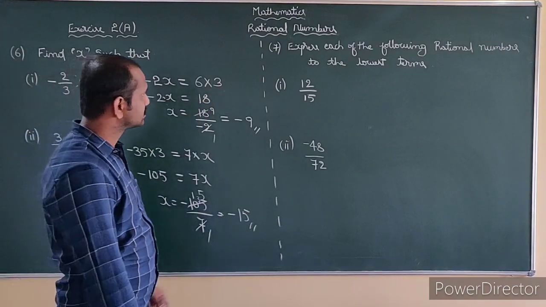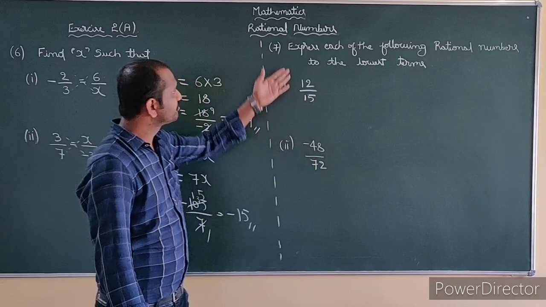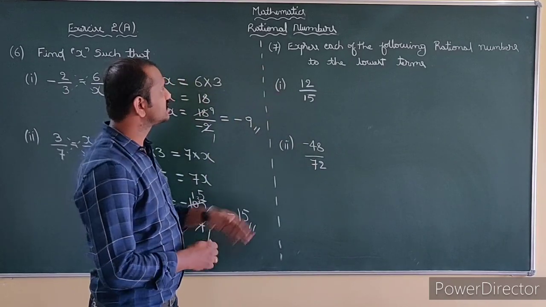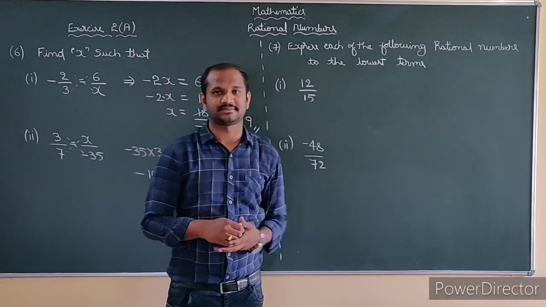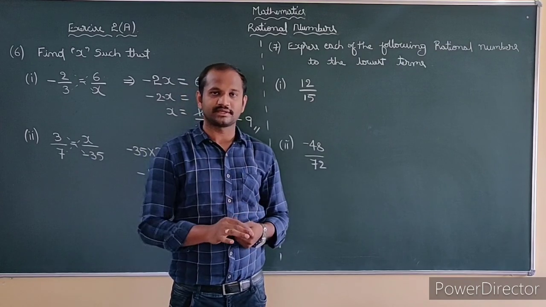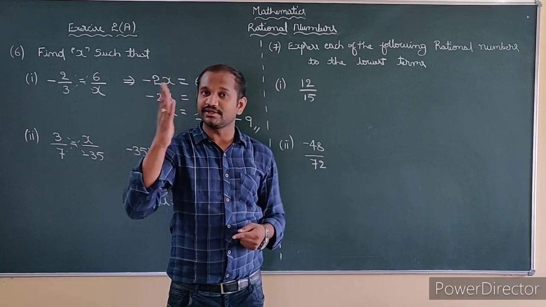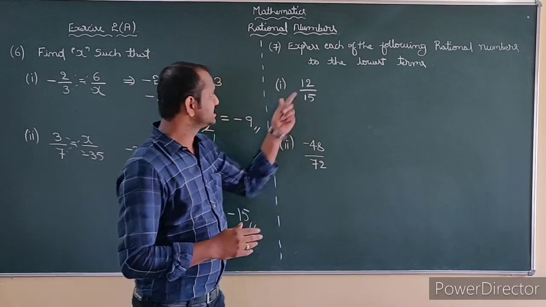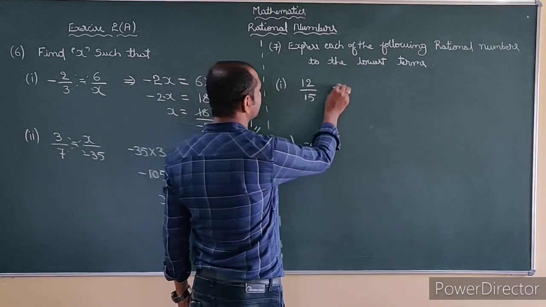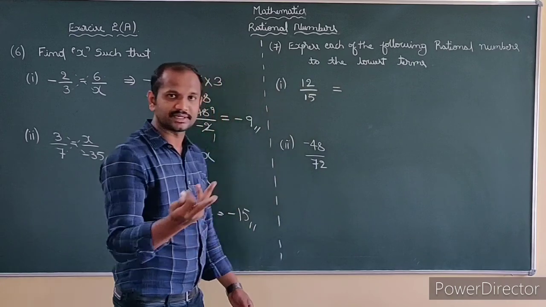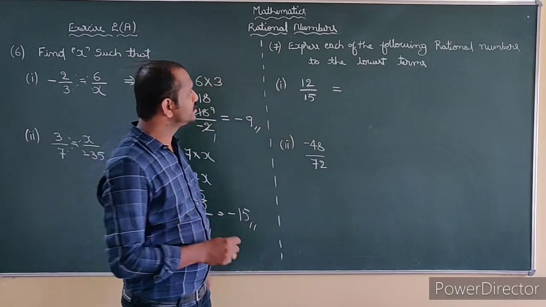Next, the last type which I am going to show you is express each of the following rational numbers in the lowest terms. In fractions also we have done this. When we get a fraction, we should not leave it as it is. We need to reduce it to the lowest term. In the same way, it is also here. Look, we have 12 by 15. It's a rational number. How to reduce it?